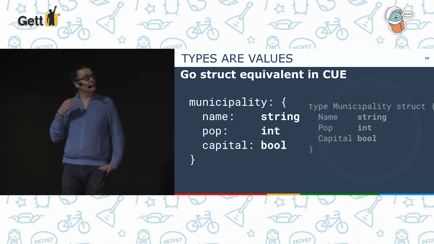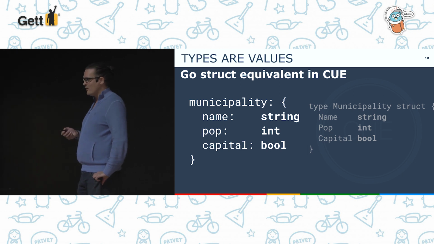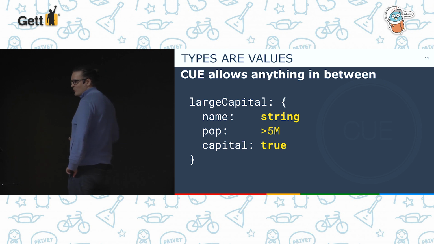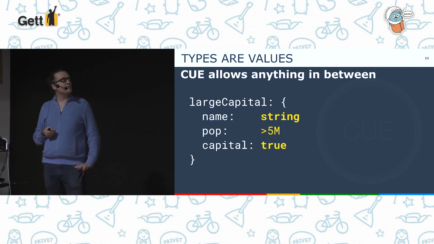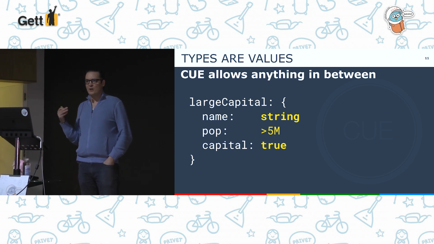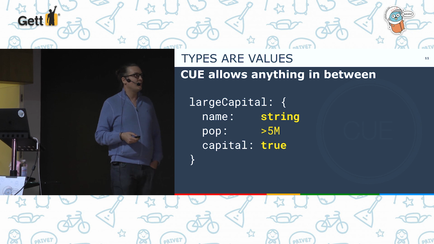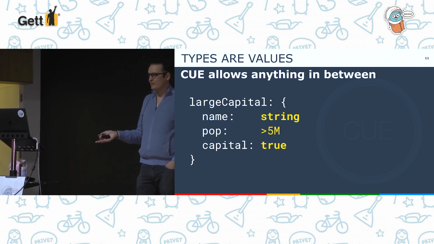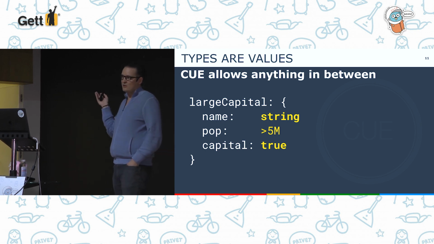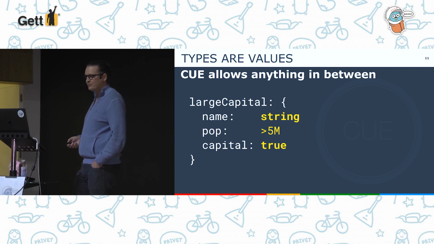So as you can see, it looks very similar to the way I wrote JSON. I think you can see where this is going, maybe. So what you can also do in Q is something like that. What if I want to specify something in between? I want to define what is a large capital. So I can say, well, it can still have any name. Capital must be true by definition. But the population, I'm just making something up, I think it's large if it's larger than 5 million.